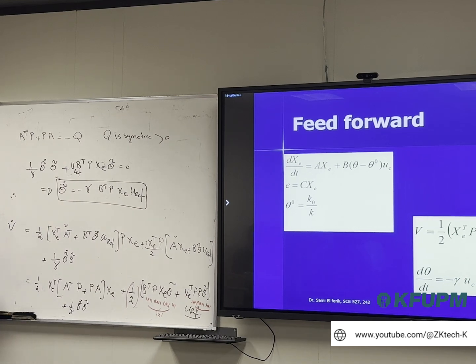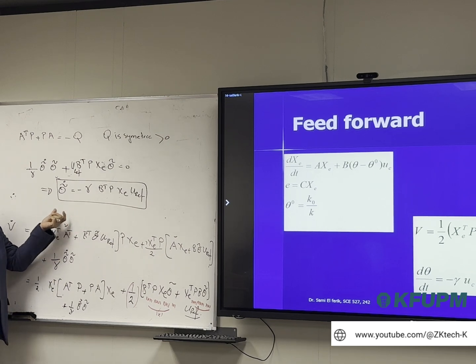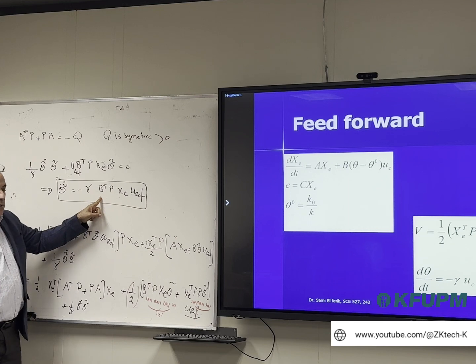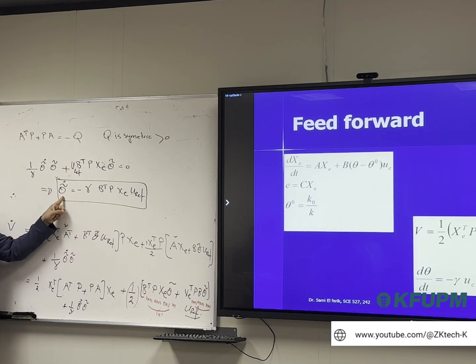Now I need you to pay attention to what I'm going to say here. V prime is going to be negative if I satisfy these two conditions. If V prime is negative and V is positive, then the value of V will converge to 0. And convergence to 0 means the error is 0 on theta and XE is 0. But if XE is 0, this means that the derivative here is 0. And if the derivative here is 0, it means that this one converges to a constant.